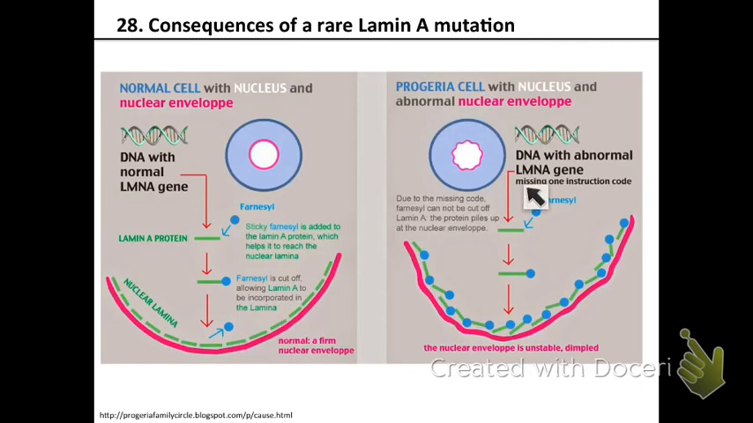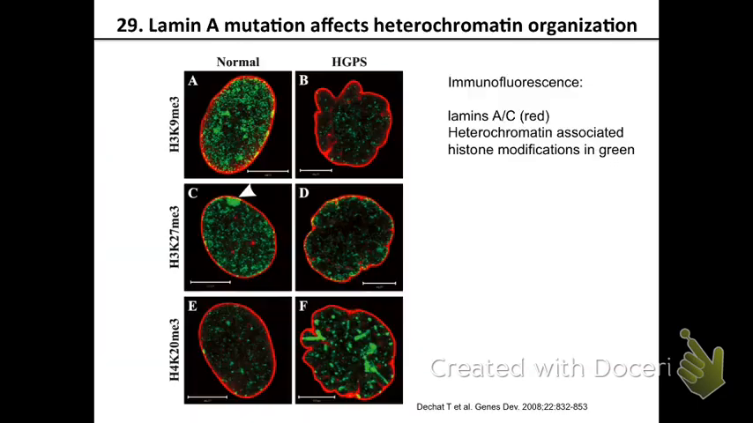But when you have the bad gene, you basically add the farnesyl group and shuttle the protein to the nuclear envelope. But what happens is that when the farnesyl group is not removed, it causes this nuclear envelope to be unstable and kind of dimpled, okay? So if you look at these cells under the microscope, you're going to see this.